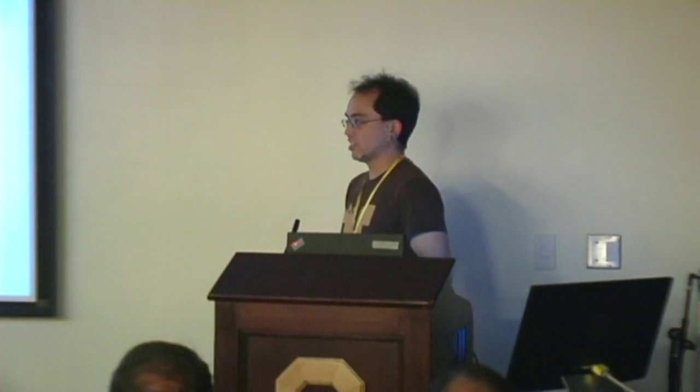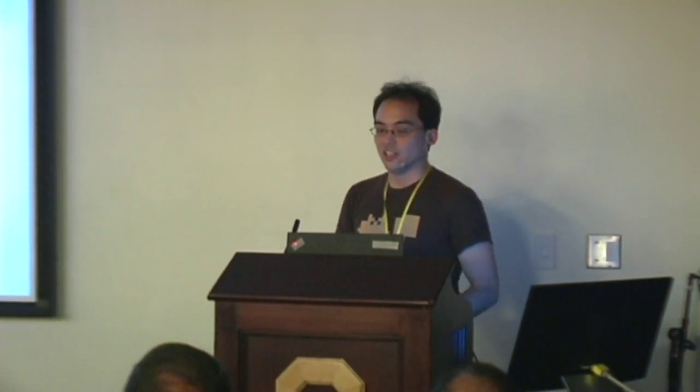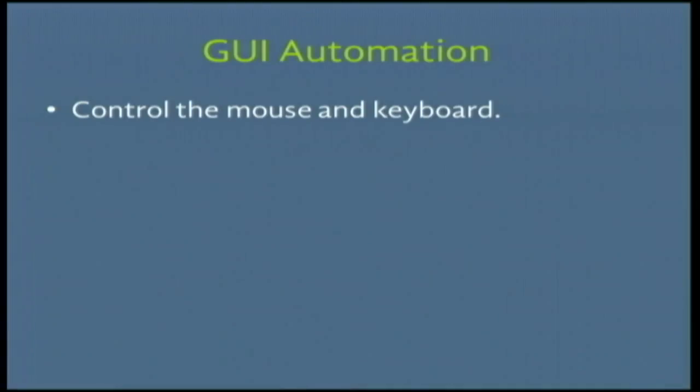You're done. So that works for a browser, but what if you have just anything else on your desktop, like you have a program that you want to run and you want to automate testing of that? That's where you can use GUI automation, which basically means controlling the mouse and keyboard from your program.